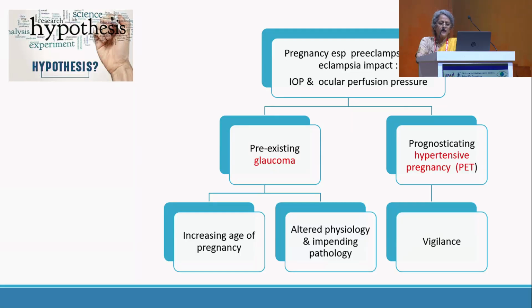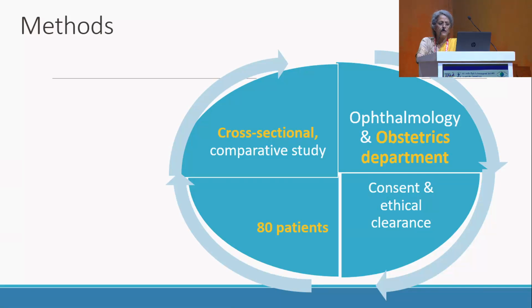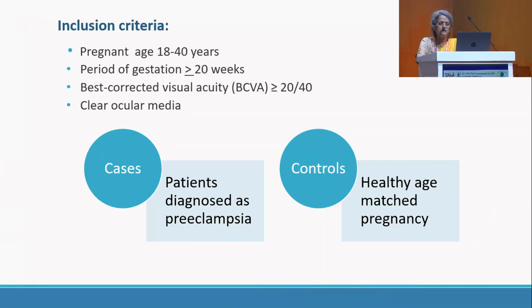Because of increasing age of pregnancy and the altered physiology and impending pathology, this is of relevance. And for prognosticating hypertensive pregnancy, we need constant vigilance. So very little work has been done globally on this select group of patients. So we had a cross-sectional comparative study with the Department of Ophthalmology and Obstetrics, and 80 patients were taken.